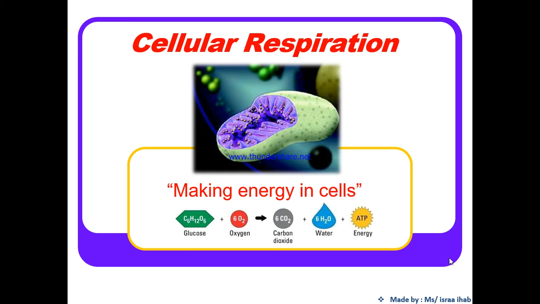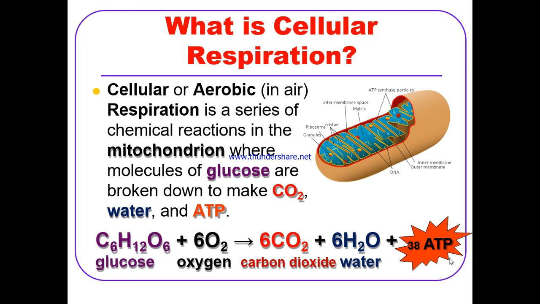We talked about cellular respiration, and how in cellular respiration one glucose molecule combined with six oxygen molecules forms six carbon dioxide and six water molecules and ATP. We learned that in the last video, but today we are going to study the details of this process. So let's start.